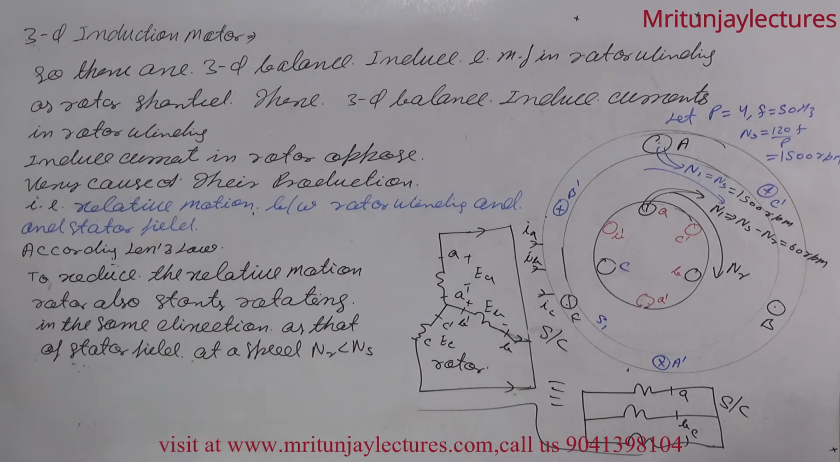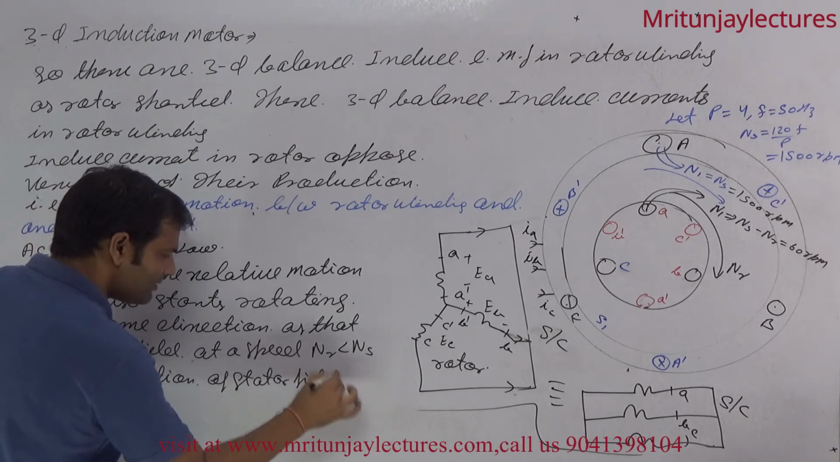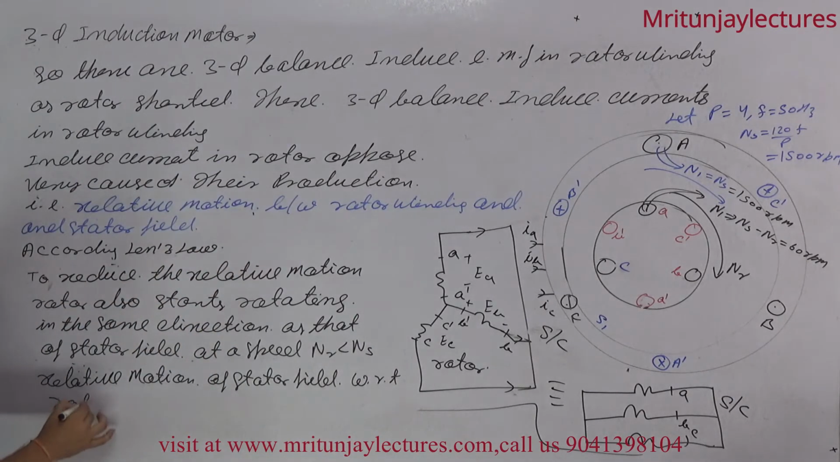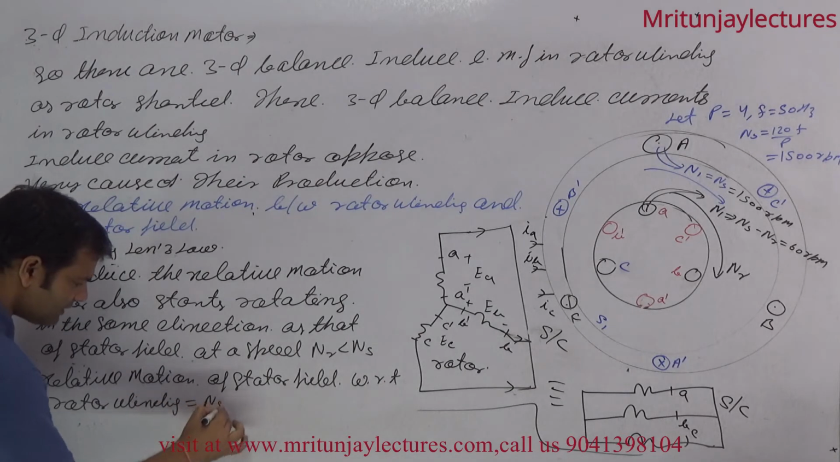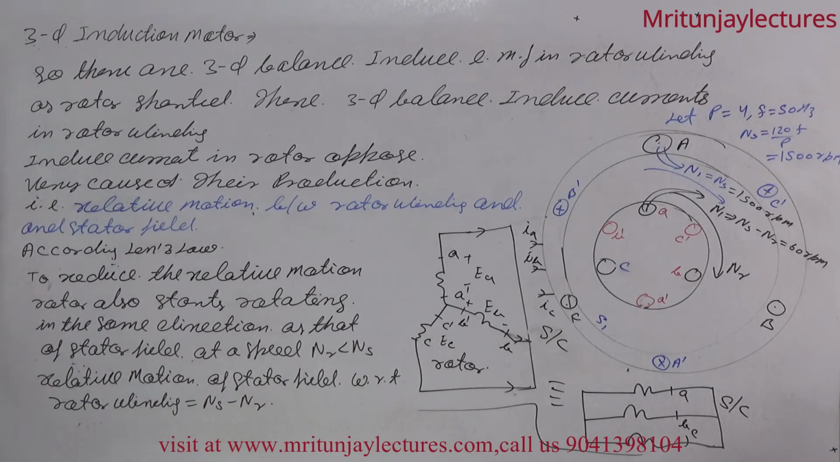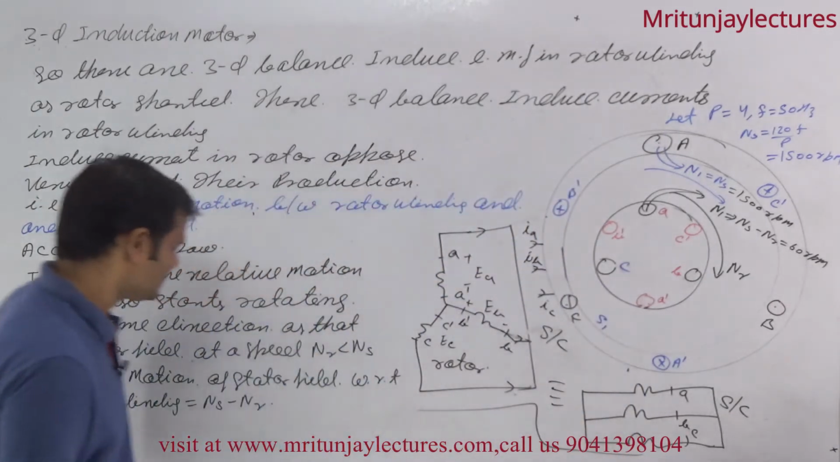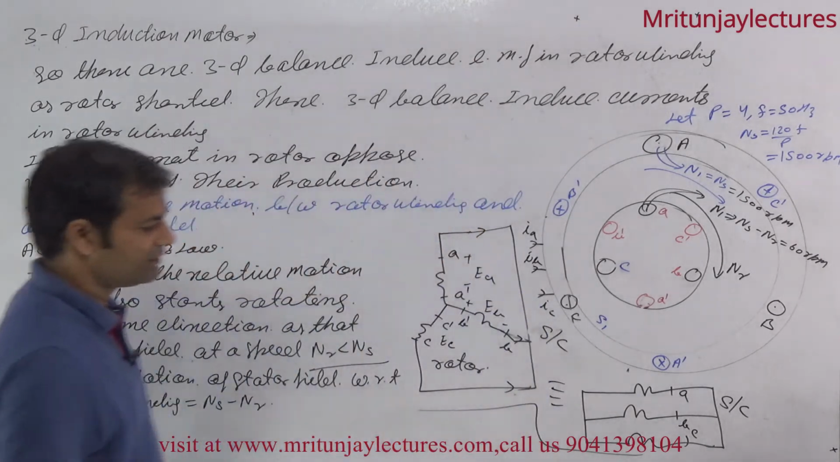Clear? So the relative motion of the stator field with respect to the rotor winding is Ns minus Nr. Clear? Rotor winding, that is Ns minus Nr. Clear? Now we have discussed first of all why Nr is less than Ns. First of all make it, after that we have discussed.